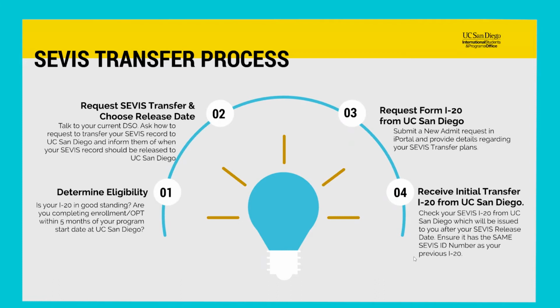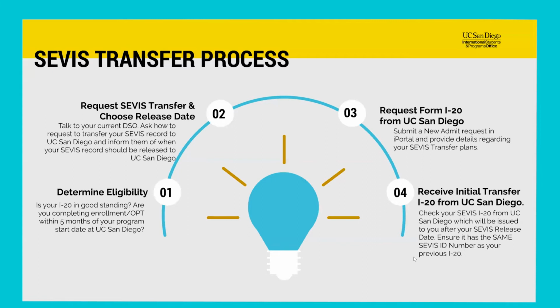Step 2, you need to coordinate with your current school and talk to your DSO or your international student office at your current school. And you need to ask them, what's the process in which I can request my current institution now to transfer my SEVIS record and my Form I-20 to UC San Diego? What does that process look like? They may ask you to fill out a couple of forms, show maybe your acceptance letter from UC San Diego, a couple of other things. So you want to ask them, what is their process?